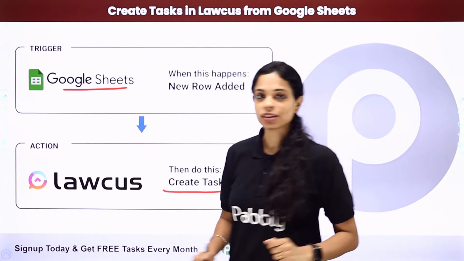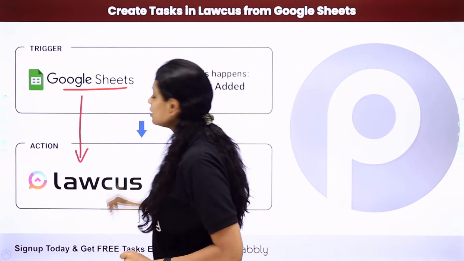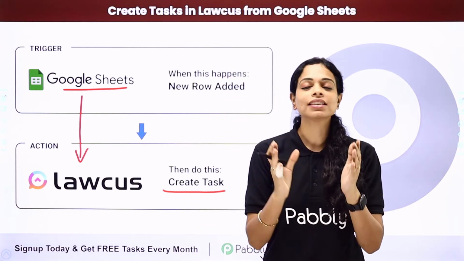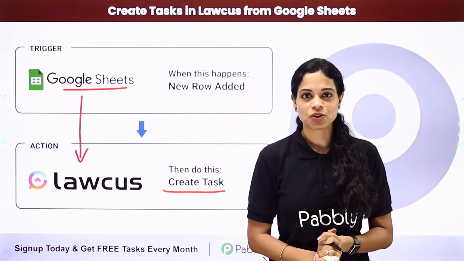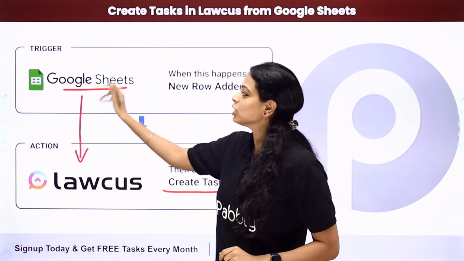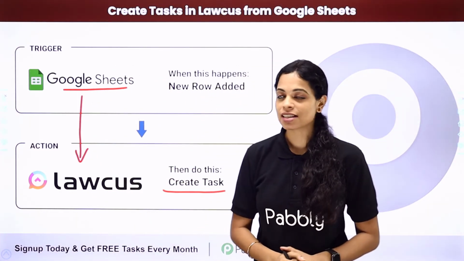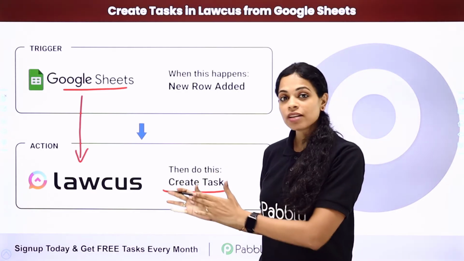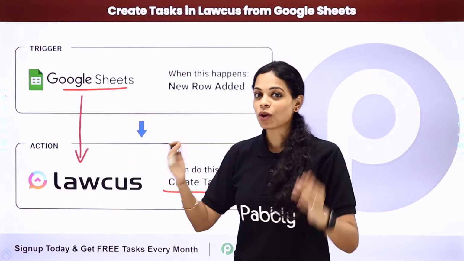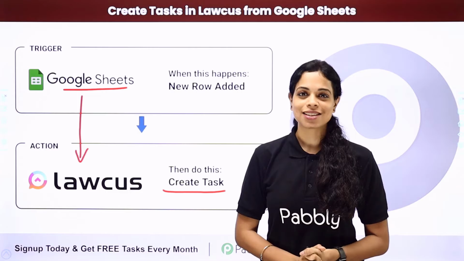Now how can you do this? For this you will have to integrate these two applications, and the same can be done using Pabbly Connect software. Here your trigger application would be Google Sheets and your action application would be Lawcus. Now how can you do this yourself and automate this entire process? To understand that, let me take you to my screen.